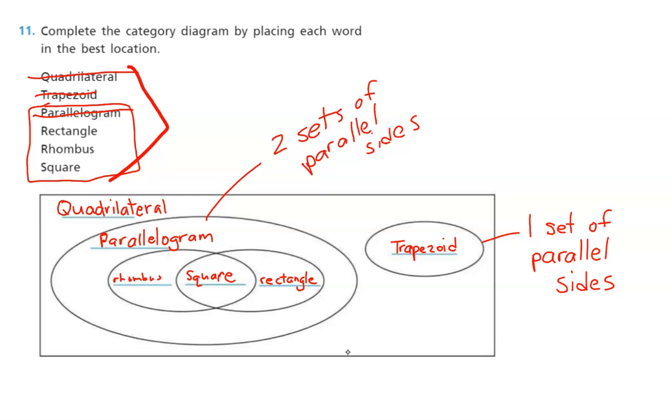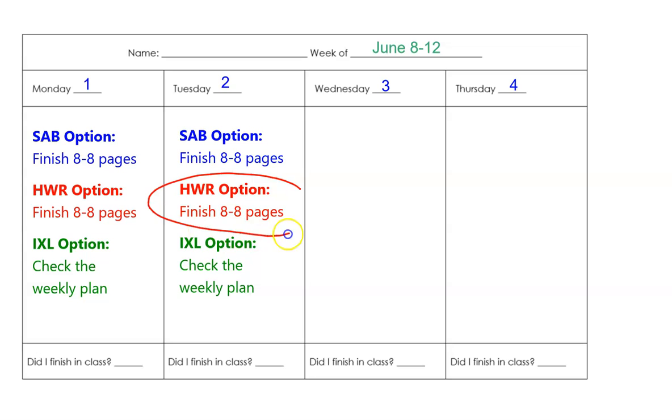So there you go. Hopefully that helps you today when you do your other work. My big ask of you today is to actually do your homework and remembering pages. I would love to see you do that. However, your IXL is also totally an option, but your SAB pages are all done, so that's definitely not an option.